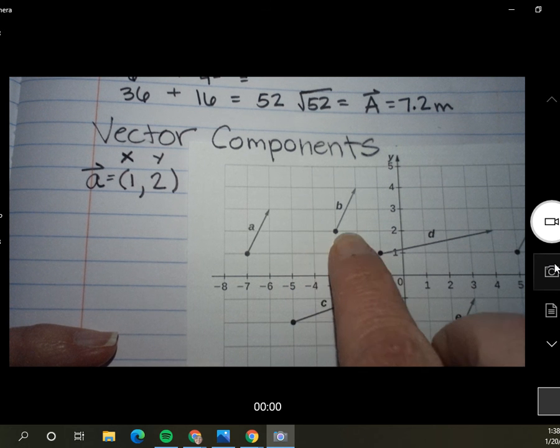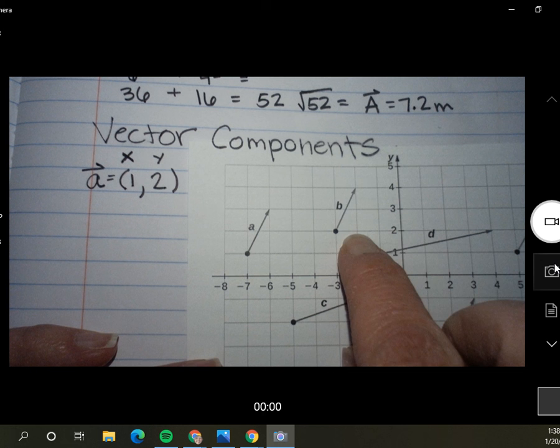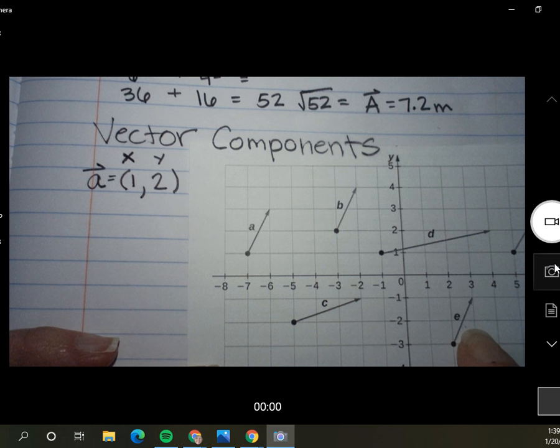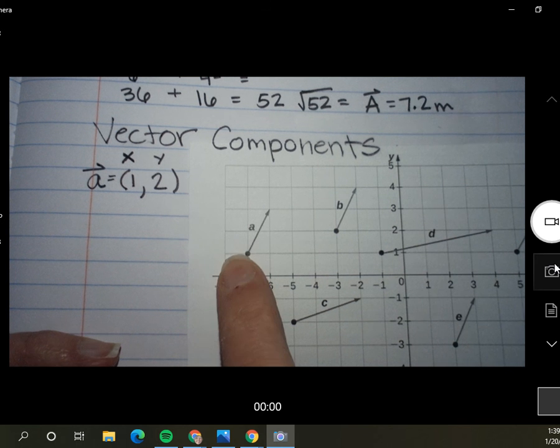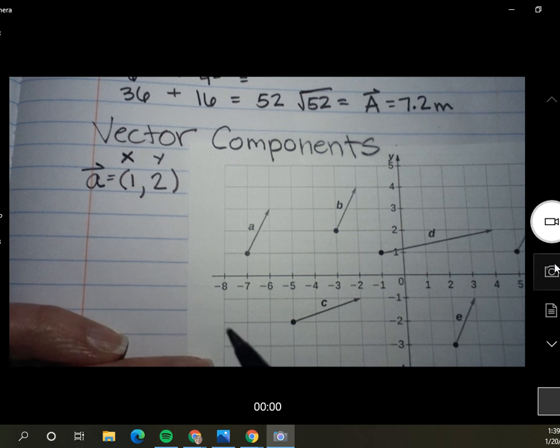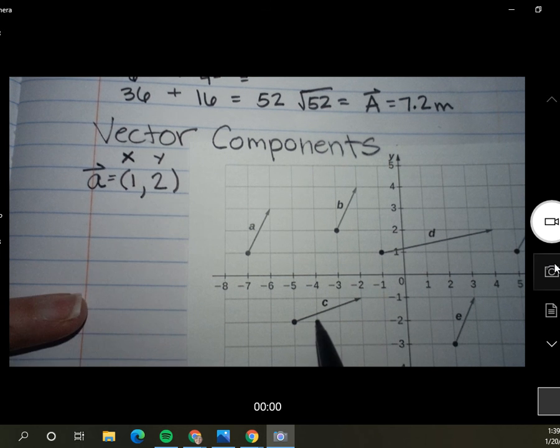B has a sub x, or b sub x is 1, b sub y is 2. Is there another one? E. E is a e sub x is 1, e sub y is 2. So these three are all exactly the same vectors. We're just looking at them in a different perspective, a different place. Okay, all right. So we'll skip those as examples, but we will do C.